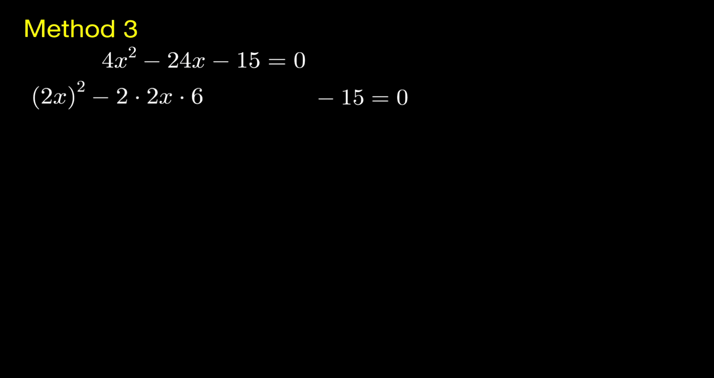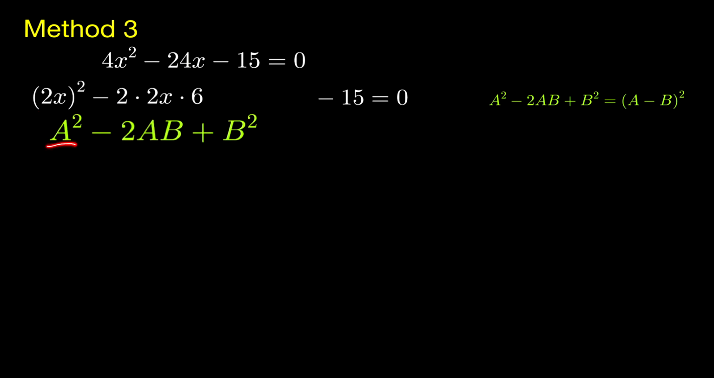So I'm writing the equation this way because I'm thinking of using our formula a squared minus 2ab plus b squared is equal to the square of a minus b. So if you look at this expression here, that is in the form a squared, where a is equal to 2x, and then minus 2ab. So this is our a, which is again equal to 2x, which implies that b must be equal to 6.